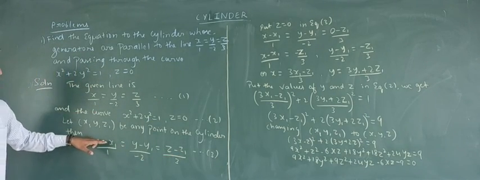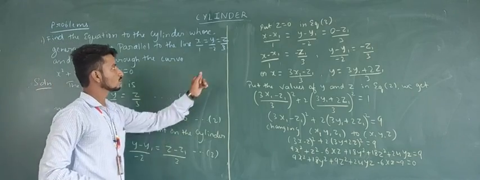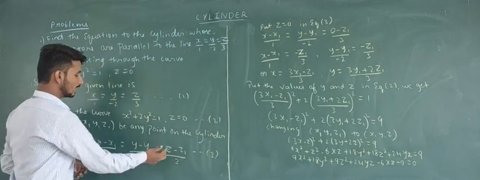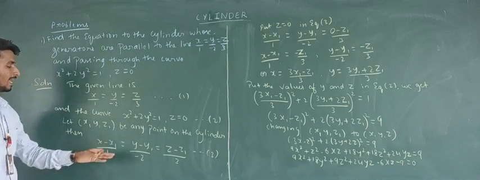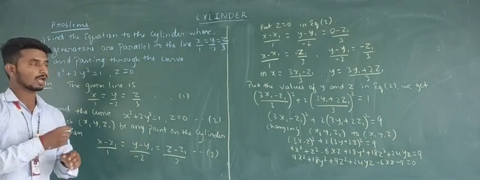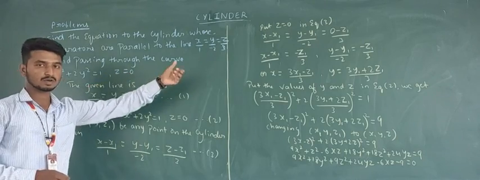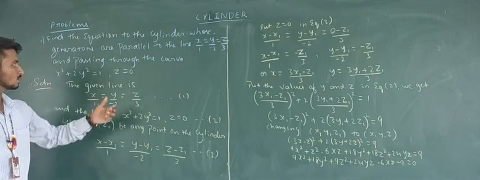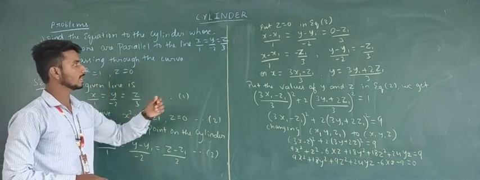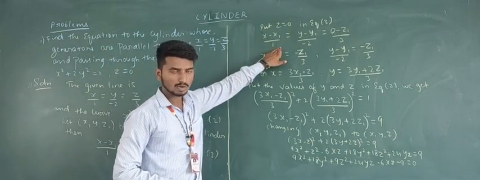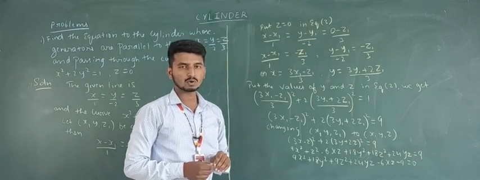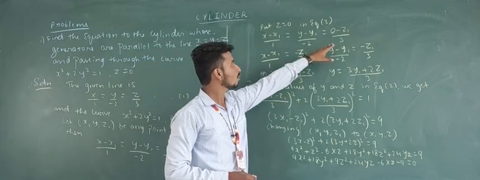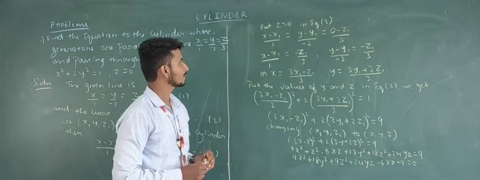Here we will put z = 0 in equation 3, as in the general equation of a cylinder, because the condition given is z = 0. That gives (x - x1)/1 = (y - y1)/(-2) = (0 - z1)/3.